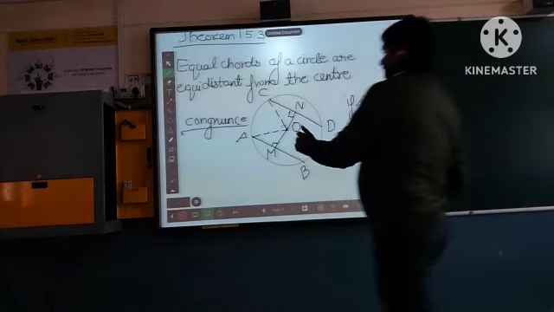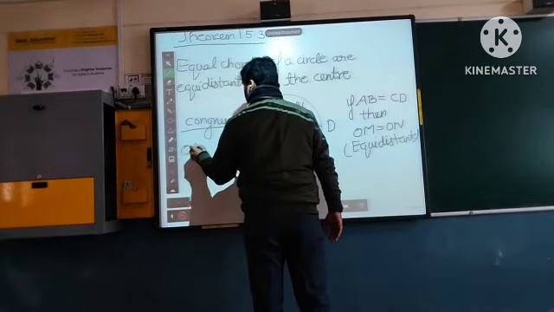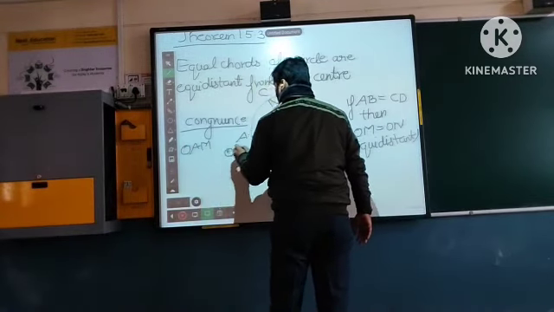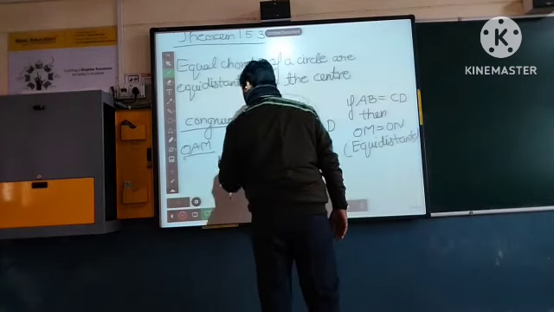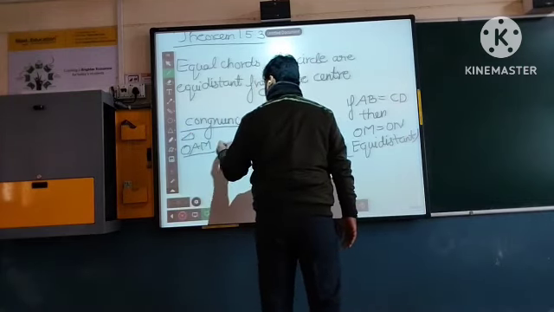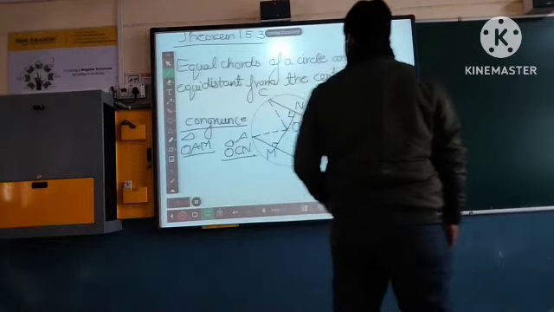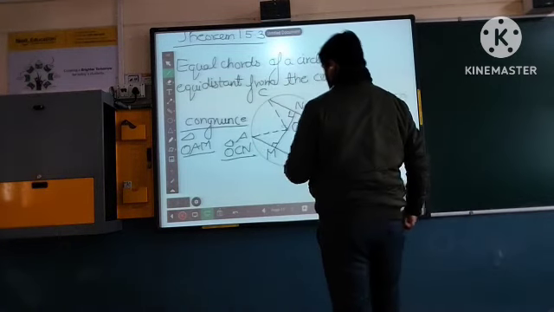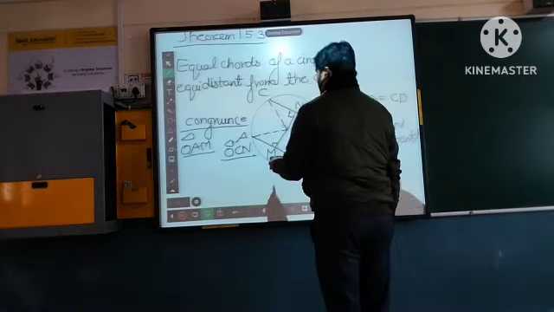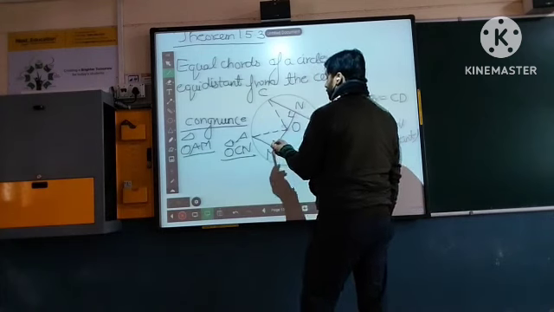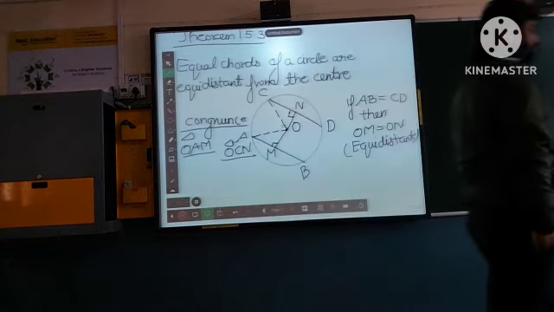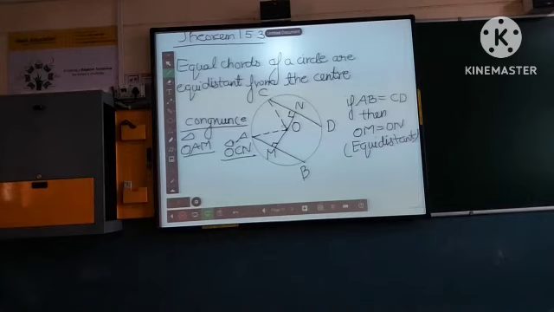Can I say OA and OC are the radii? And since these two triangles are there, we are proving the congruence. Congruence you already know. Now see this one. You can say AM equals half AB.